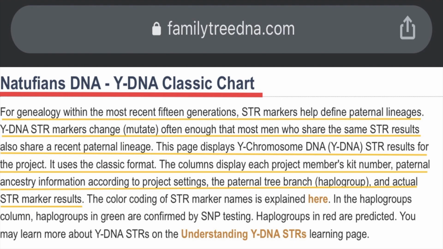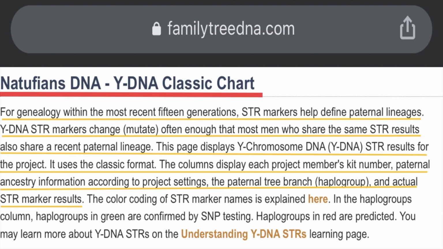So if you want to know more modern populations with haplogroup E that have connections to Natufians, I advise that you look up the familytreedna.com Natufians DNA Y-DNA classic chart. Basically, for genealogy within the most recent 15 generations, STR markers help define paternal lineages. Y-DNA STR markers mutate often, so most men who share the same STR results also share a recent paternal lineage. This page displays Y chromosome DNA STR results for the project. It uses the classic format.